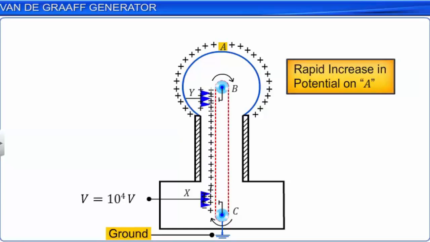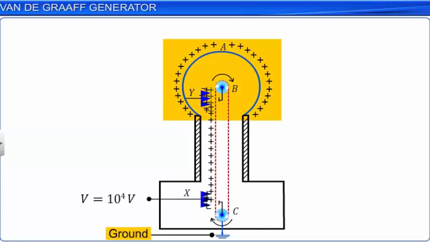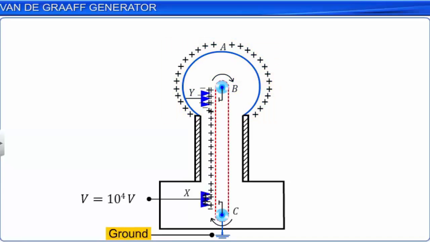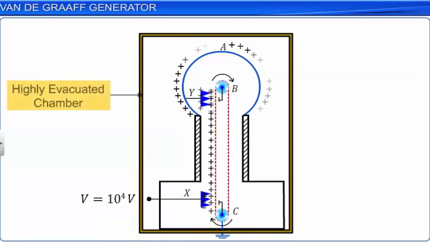The limiting factor on the value of the potential of the sphere is the radius of the sphere. When the electric field outside the sphere A is just sufficient for dielectric breakdown of the surrounding air, no more charge can be transferred to the sphere A. A sphere of radius r equal to 1 meter can be raised to a potential of 3 × 10^6 volt by this method. The potential can be further increased by placing the sphere in a highly evacuated chamber, in which case there will not be any air surrounding the sphere.